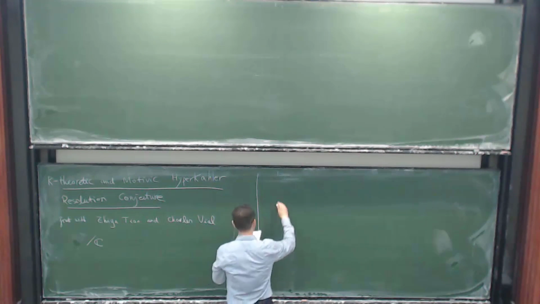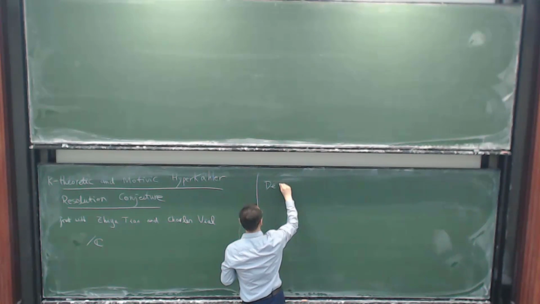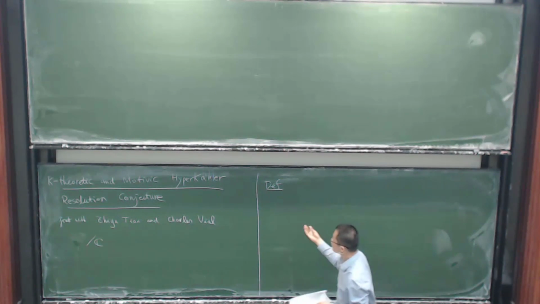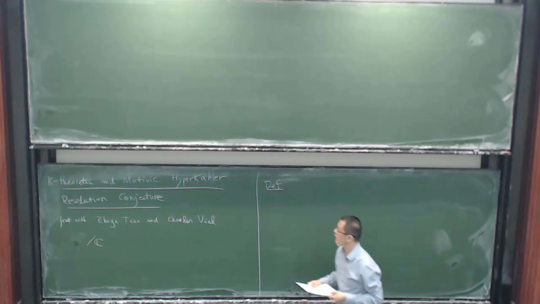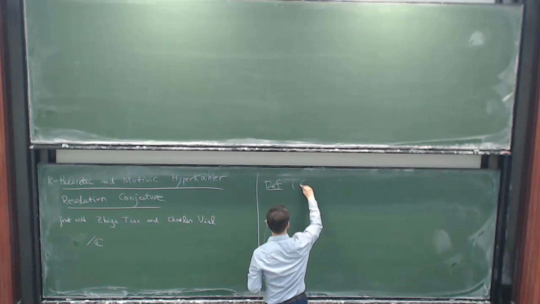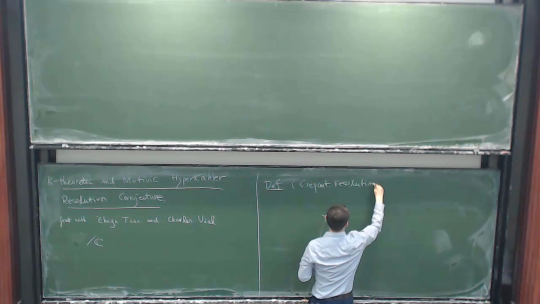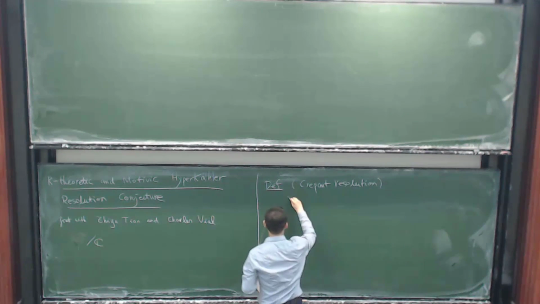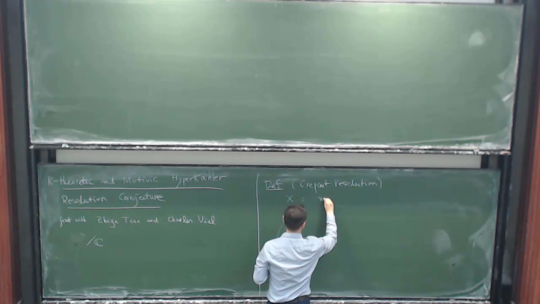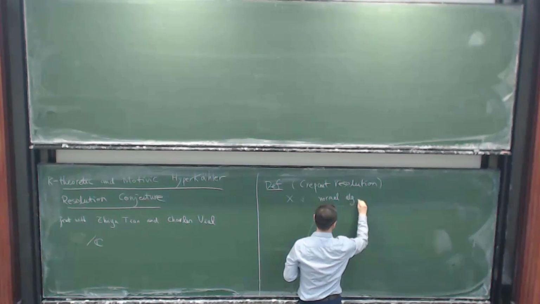Okay, so I will work over complex numbers in this talk for simplicity, but some results are generalizable to other contexts, at least in the case of characteristic zero and algebraically closed base field. So I start with the definition of a notion a little bit more general than the hyperKähler resolution. It's called crepant resolution. So let X be a normal algebraic variety.